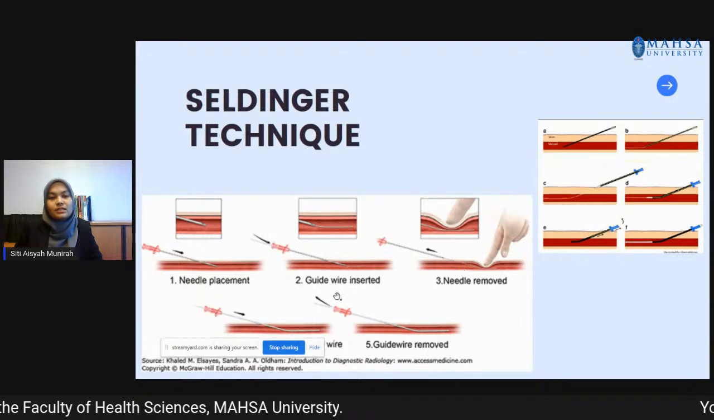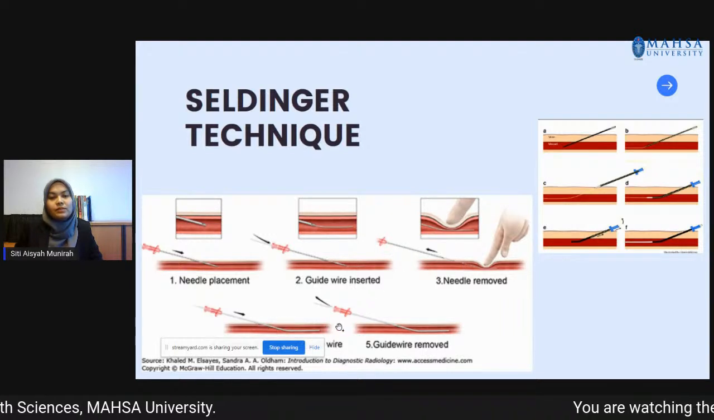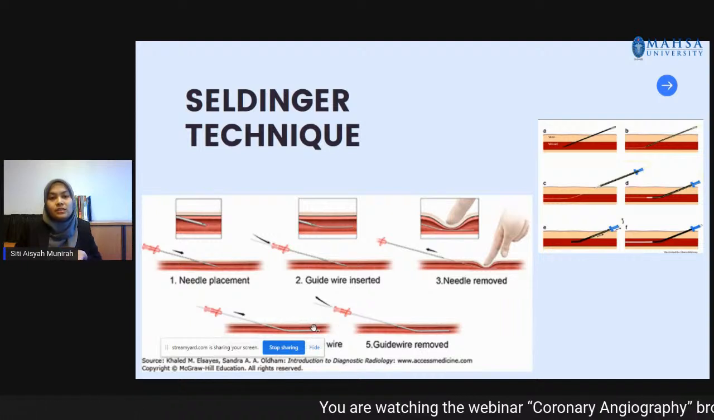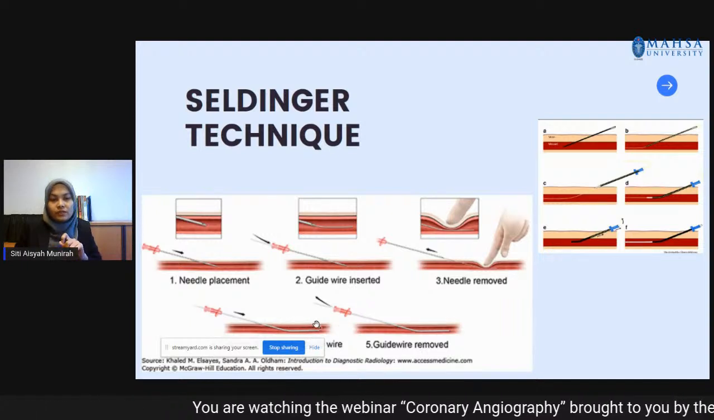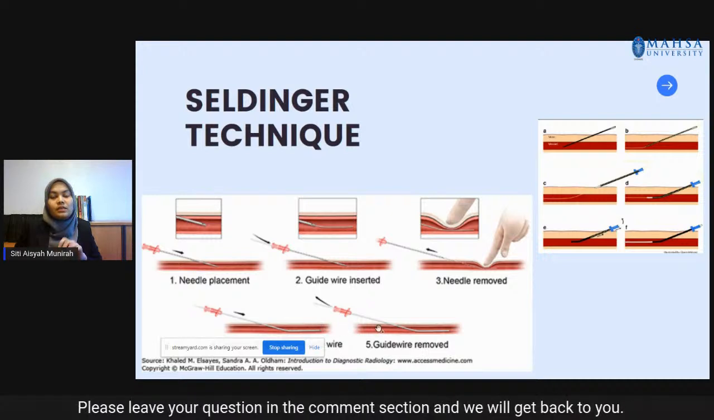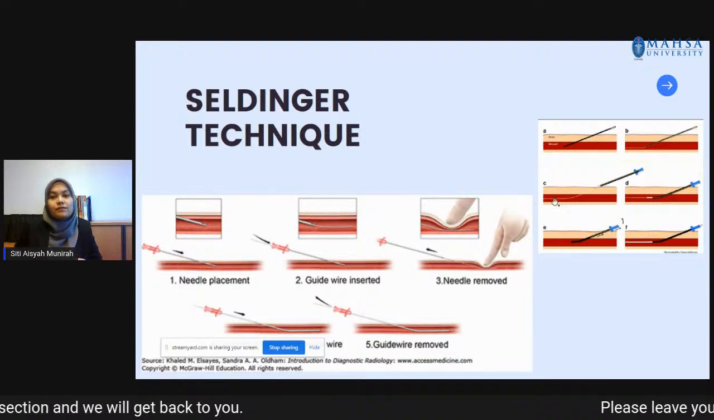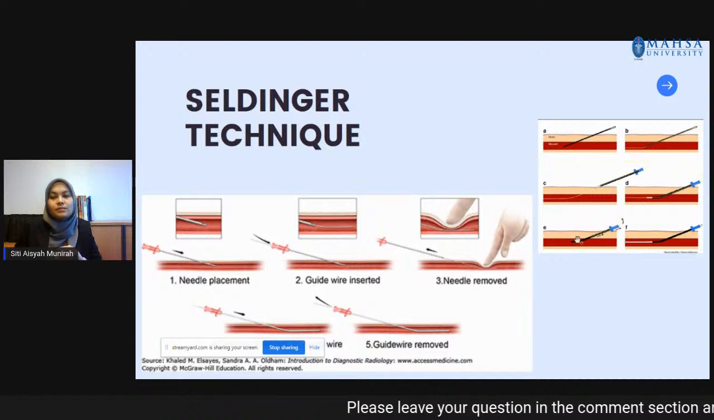Then with the guidance of the guide wire, the catheter will be inserted into the lumen of the blood vessel and will be threaded to the site of interest. After the catheter reaches the site of interest, the guide wire will be removed. And if the introducer sheath is used, the technique will be a little bit different.